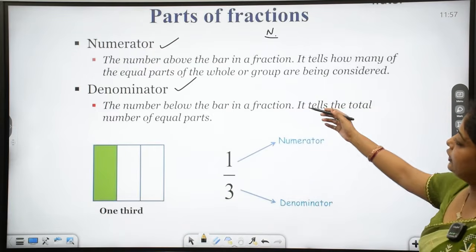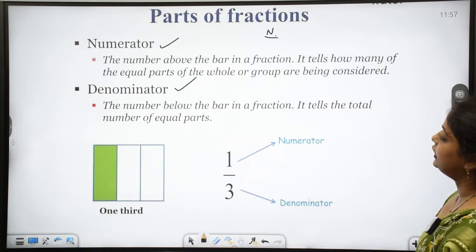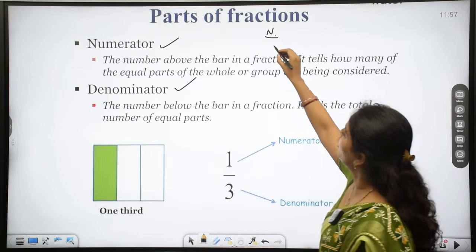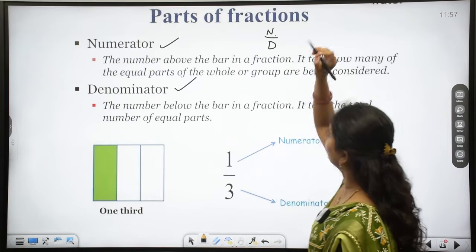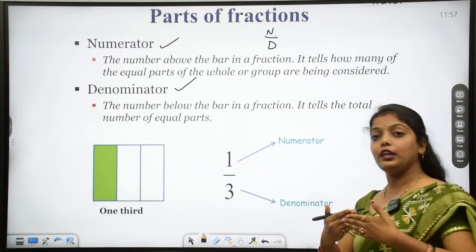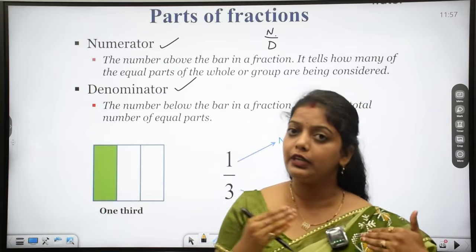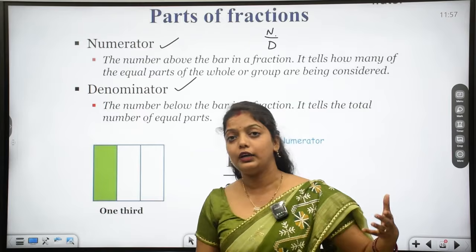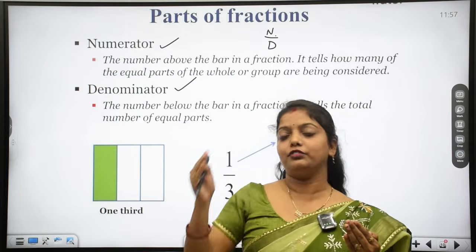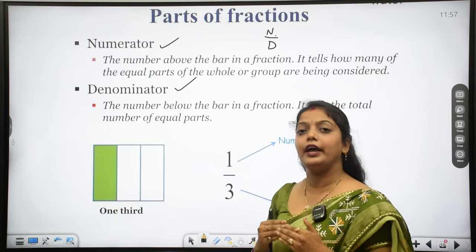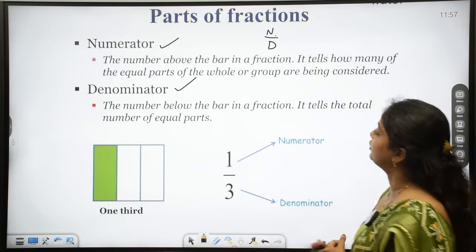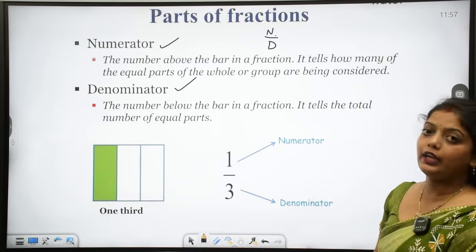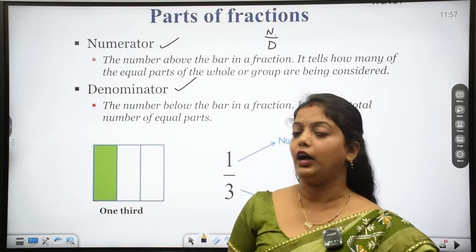Now next, the denominator. Similarly, the number we write below the bar is known as the denominator. It tells the total number of equal parts. That means whenever you divide any thing into equal parts, the total parts you have divided into is considered the denominator. So in the denominator we always take the total equal parts, and in the numerator we take the required part, whatever they asked.